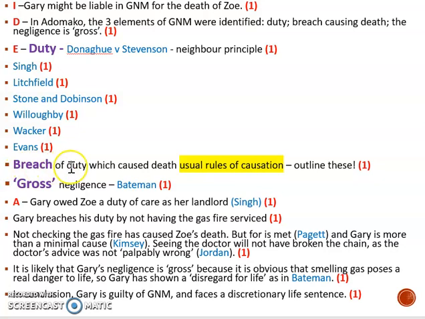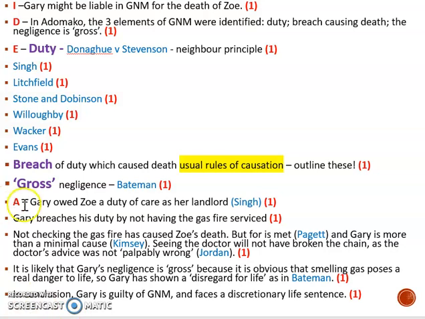And when you get to breach, you need to outline all of the rules of causation. Okay, so say that for causation, we need to prove factual, White and Paget, using but for, legal, de minimis, Kimsey, thin skull, Blau, novus actus interveniens, could be broken by, third party, list your cases, etc. So I haven't, just so I can fit it on a slide, but you must go through it all. Talk about the Bateman test for gross, and then the bit that we're interested in today, the application.